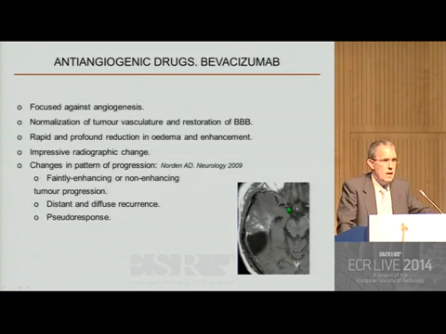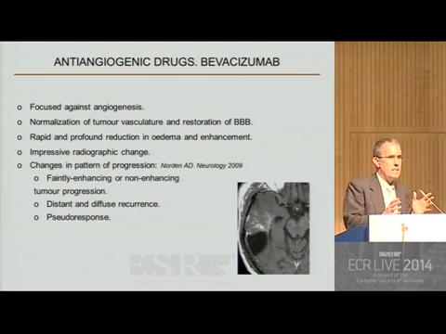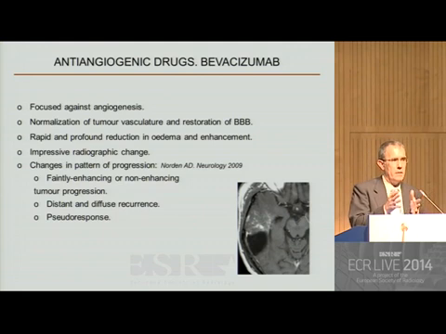Anti-angiogenic drugs are drugs directed against angiogenesis. They produce a normalization of tumor vasculature and restoration of the blood-brain barrier. And like this, they produce a rapid and profound reduction in edema and enhancement without impressive radiographic change. But this change is produced as a direct effect of the drug on the vessels. We cannot be sure what is happening in the tumor. This effect is direct on the vessels, not on the tumor.